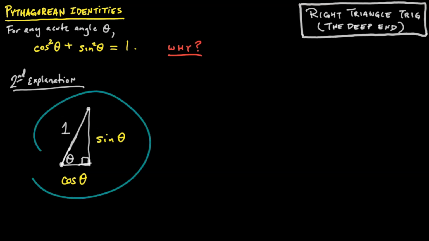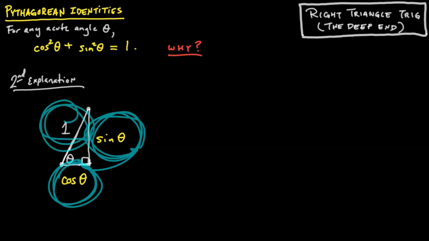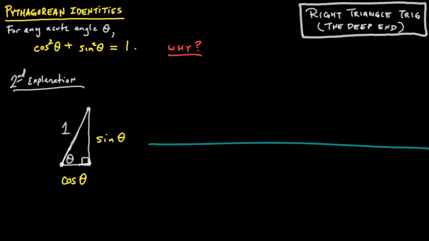And now, lo and behold, just look at that triangle. What does Pythagoras tell us about that triangle? By the Pythagorean theorem, the sum of the squares of the legs is the square on the hypotenuse. In other words, cosine squared plus sine squared is 1 squared, which is 1. And that's exactly what we were trying to prove. Ta-da! You can't get much more simple than that.